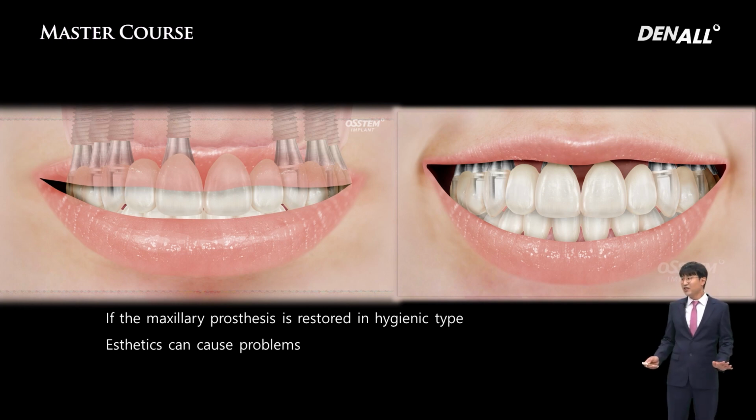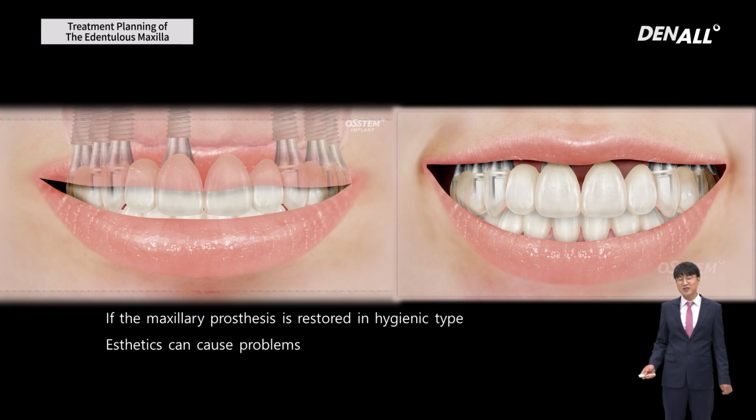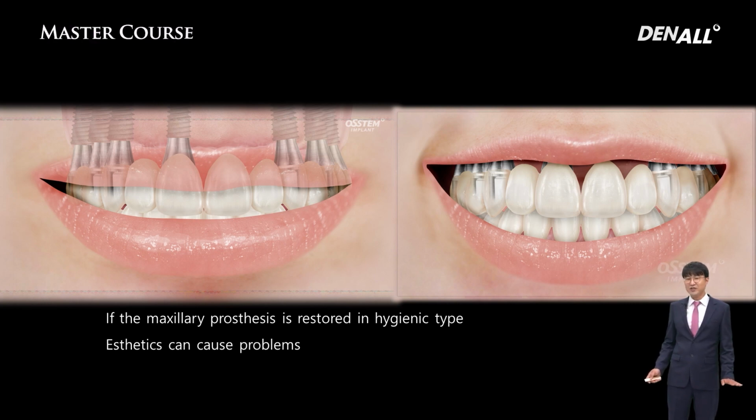If there's an impact on the smile line and you make a prosthesis like this, then tell the patient this is a successful result, the patient would really complain. So in this case, as I already showed you, pink porcelain can be used, and it's better to make it a hygienic type. If there's no impact to the smile line, then for oral hygiene management, the hygienic type would give you more favorable results.